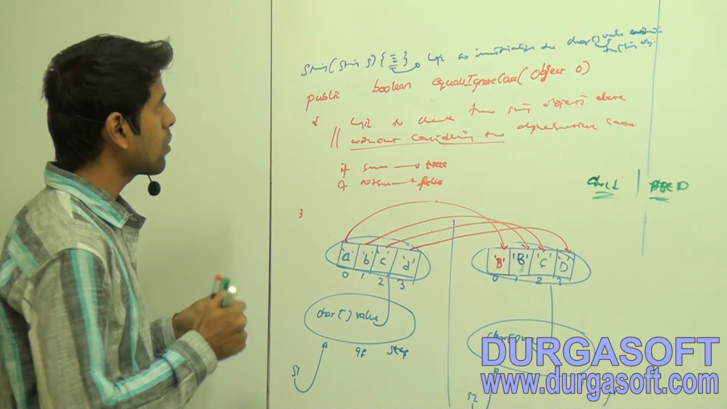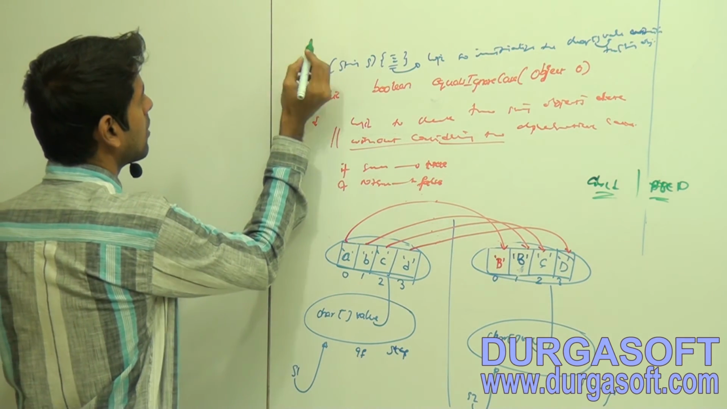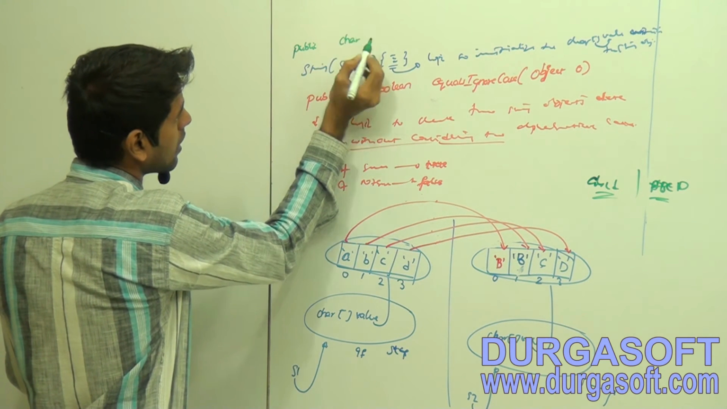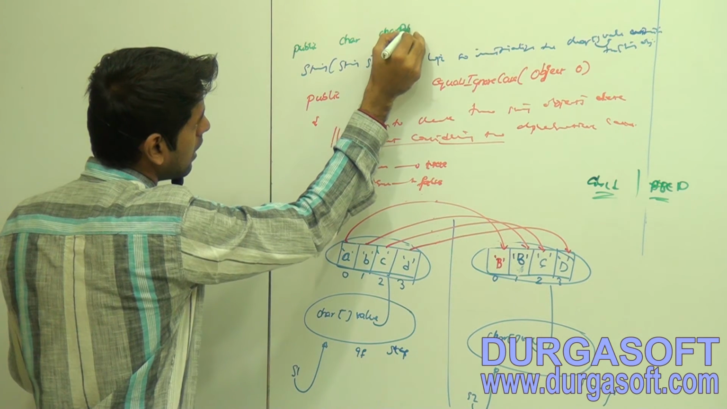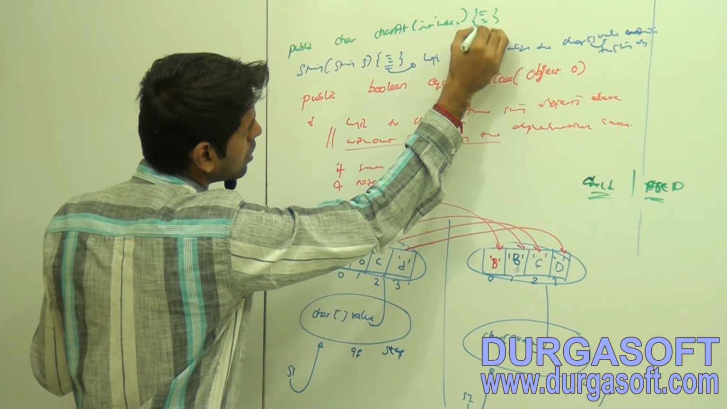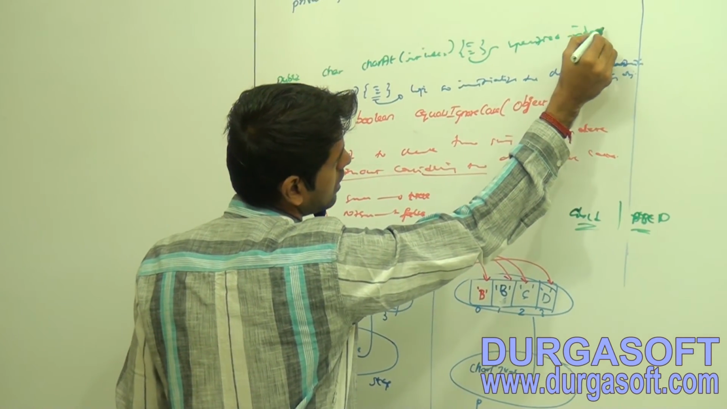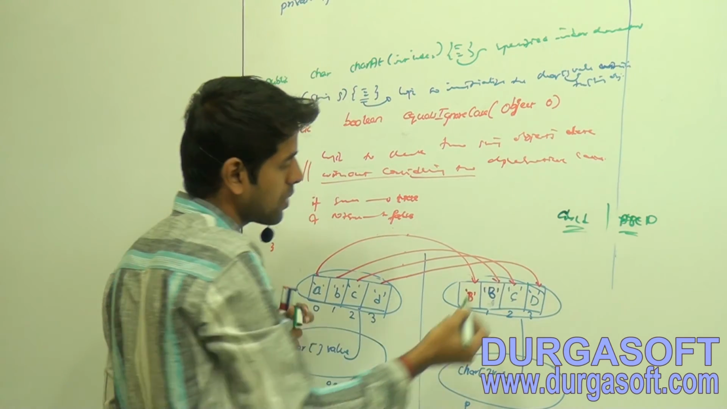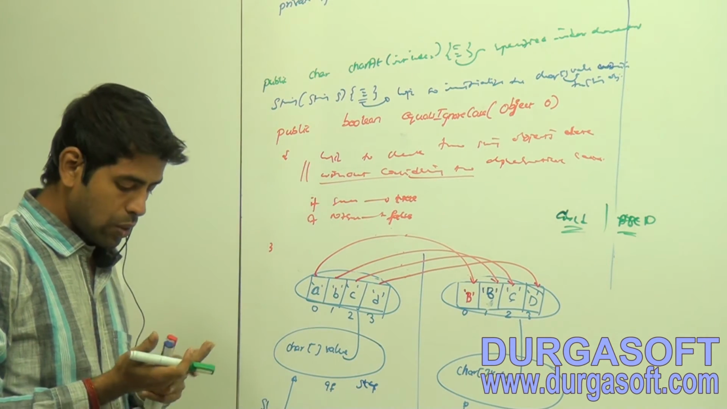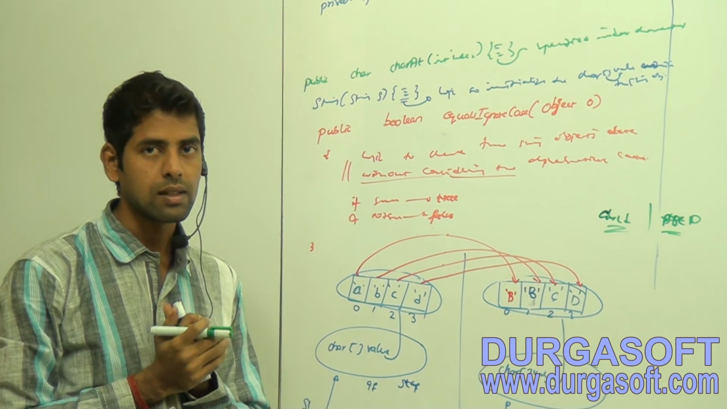So I'm going to use one method called charAt: public, return type is char, charAt(int index). This method has logic to return the specified index character. And I am also going to use one more method of this String class. What is that method? Observe here.